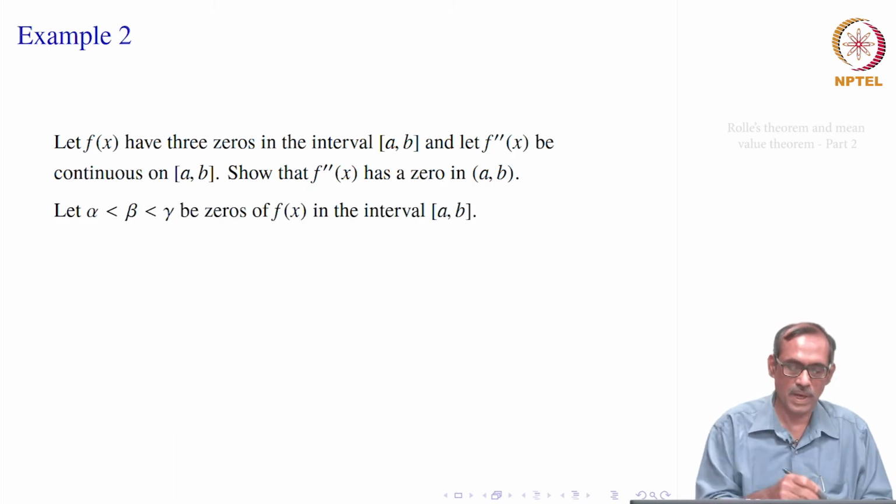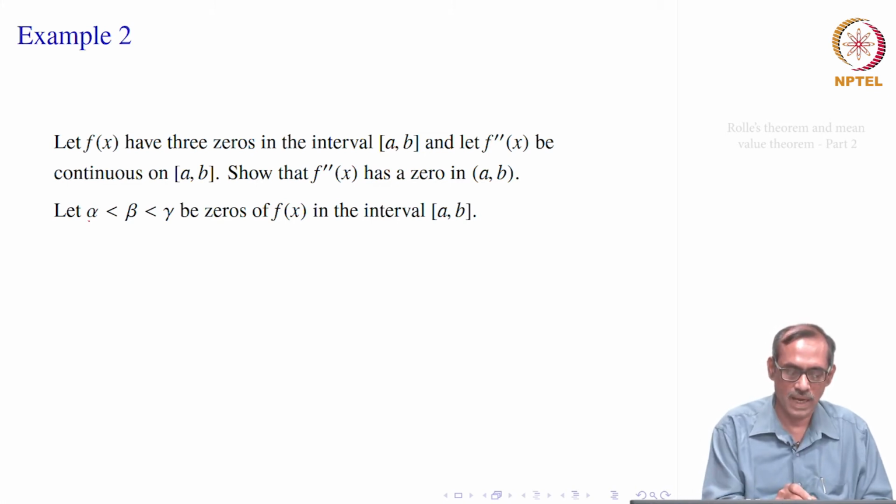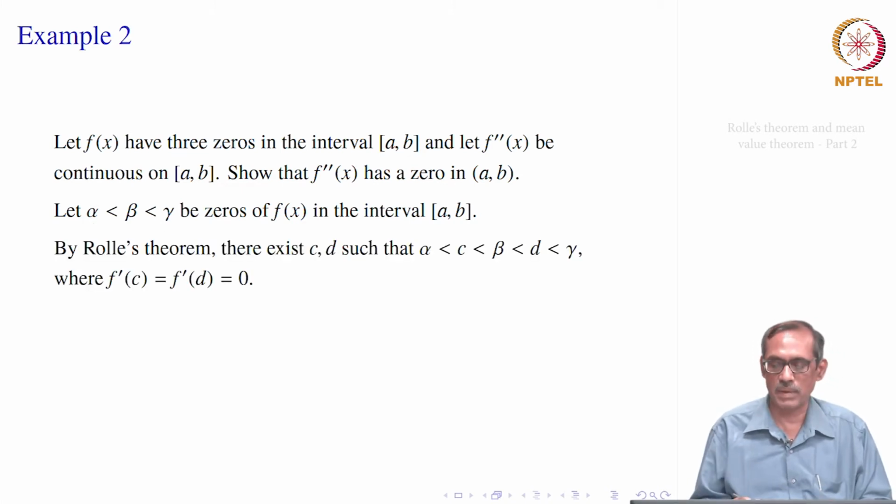So, how do we proceed? We may have to apply Rolle's theorem successively. So, suppose the 3 zeros are alpha, beta and gamma. There are 3 zeros. So, without loss of generality, we can say that alpha is less than beta, less than gamma. These are the 3 zeros inside the interval a b. So, that means a is less than or equal to alpha, less than beta, less than gamma, less than or equal to b. Now, let us look at Rolle's theorem.